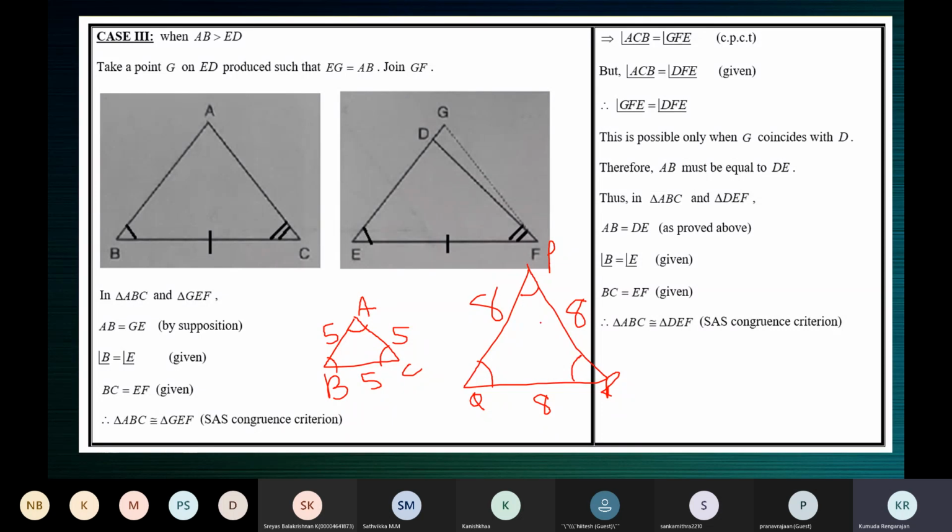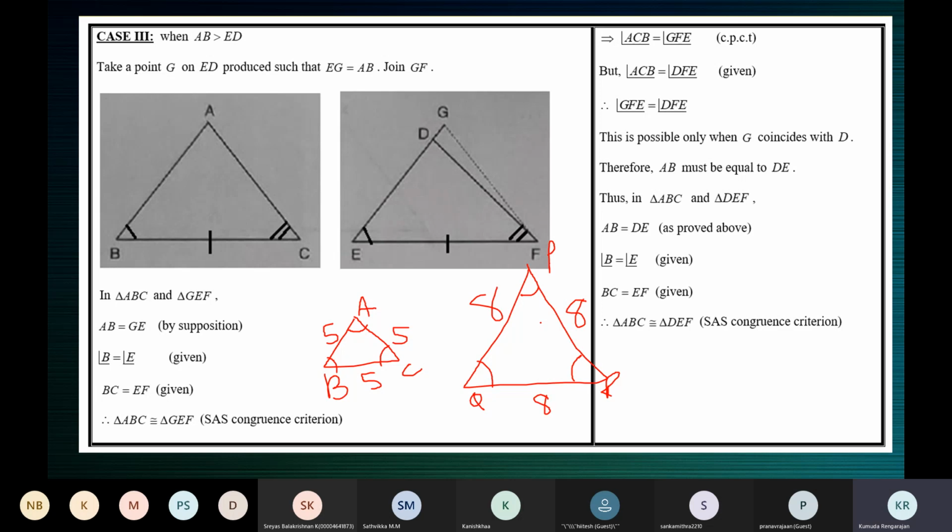So this says that AAA is not a valid congruence rule. Just because in two triangles the corresponding angles are equal, it doesn't mean that the triangles must be congruent to each other. So this is one example which says that AAA is not a valid congruence criterion.